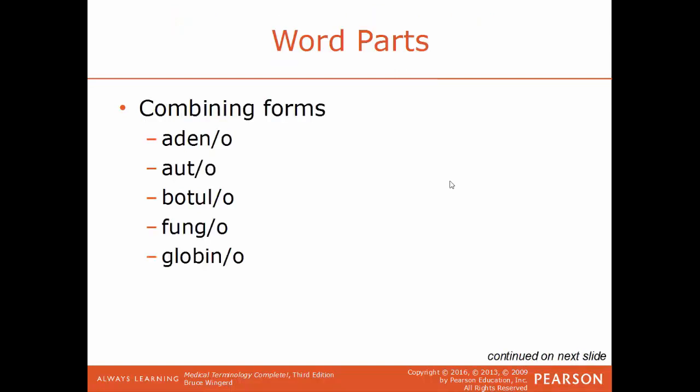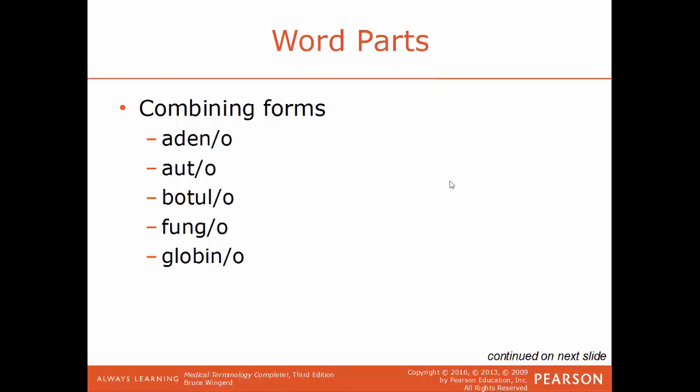Some combining forms. Adeno is a reference to a gland. Auto means own or self. Think of the term automatically. Botulo is a reference to the bacterium botulinum. The most common example of this combining form would be botulism, an example of food poisoning.